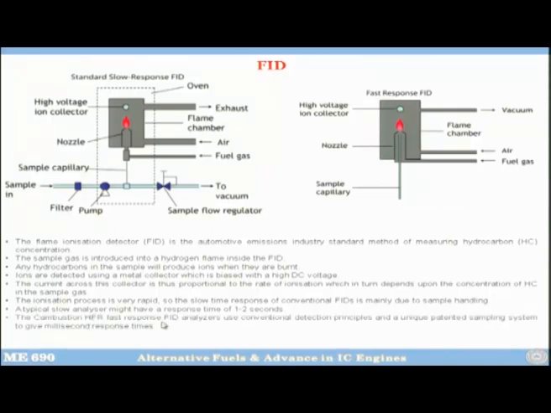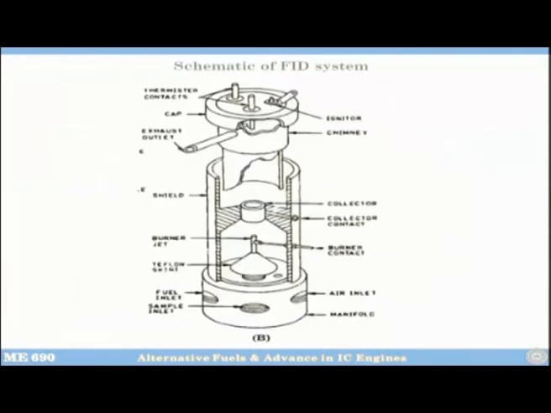The Cambustion HFR fast response FID analyzer uses the conventional detection principle. So, the principle is the same, but with a unique patented sampling system. This is patented by Cambustion and no other company makes this. So, this gives a millisecond response time. As soon as it is produced, within the next 1 or 2 cycles you may be able to detect it. Okay. So, this is very fast and a very good development.